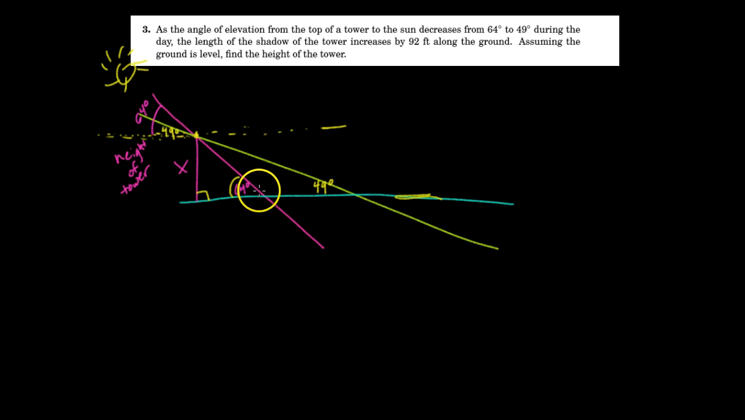And so the hardest part I found in this was the wording. It increases 92 feet along the ground. So we start here, this shadow, but then the shadow ends up, as the day progresses, 92 feet beyond this, okay? So here is your other unknown. You have y here. Okay, so that's your diagram to help you answer number 3.